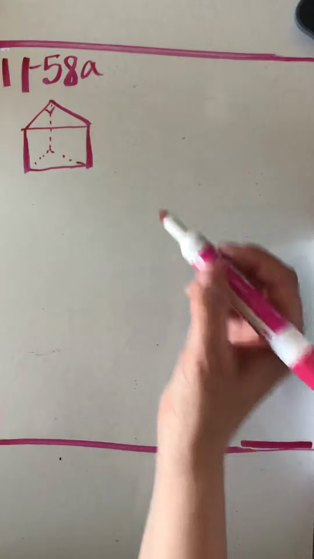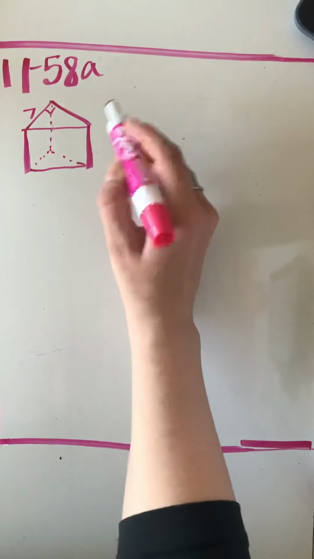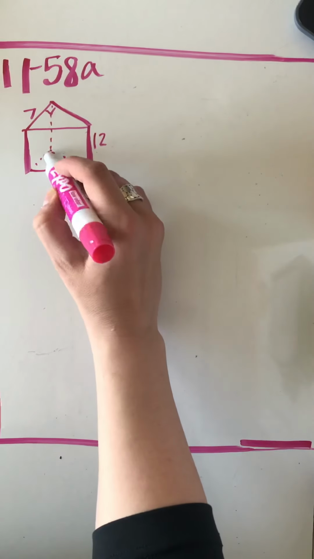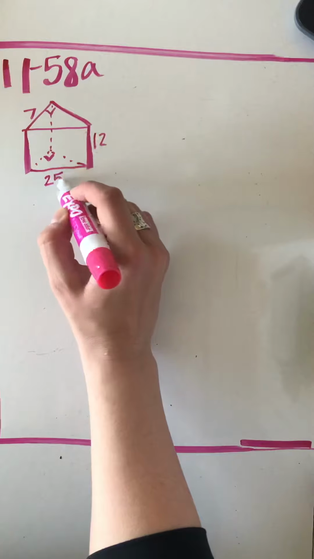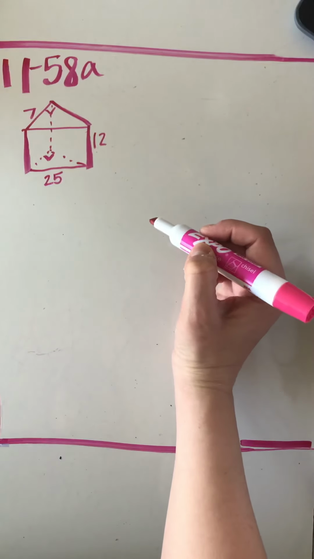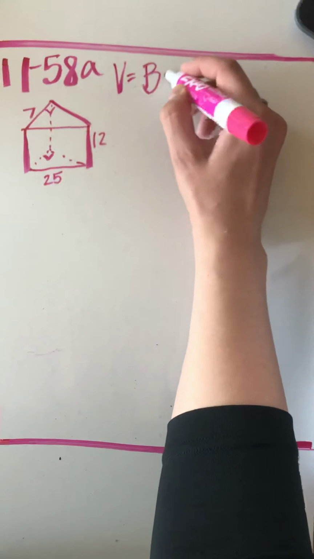All right. So then I know that based on the diagram, this length right here is 7. This length is 12. This has to be a right triangle as well. And then this length right here is 25. So in order to find the volume, we know that we have to do base area times height.